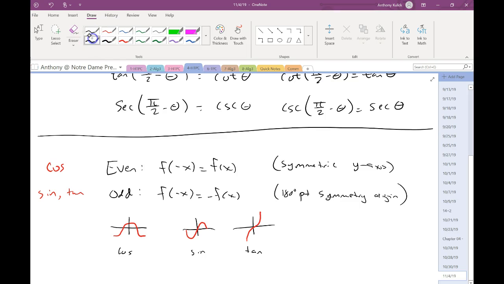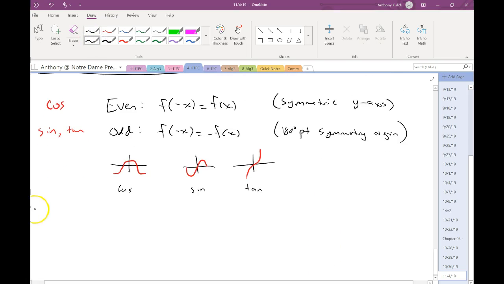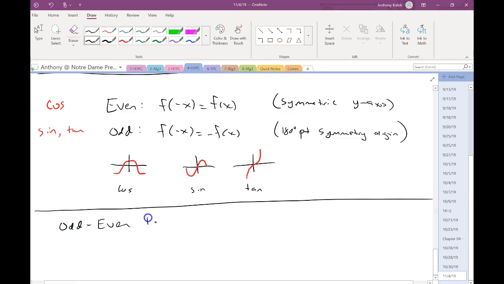So if I take that information, I can generate what are called the odd-even identities, which are basically just using these two properties of odd and even. So since sine is odd, sine of negative x would be negative. I don't know why I'm using x's here. Let's just use theta still. Been using those throughout.